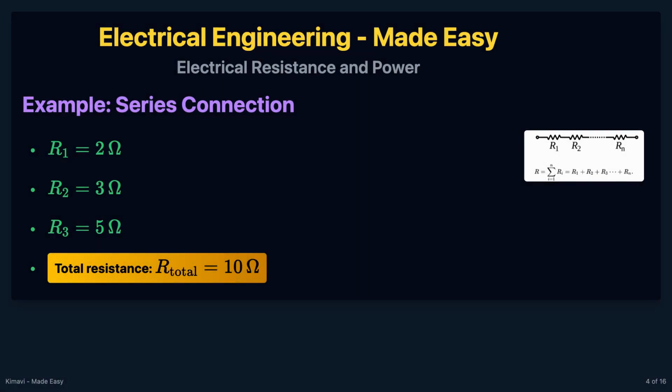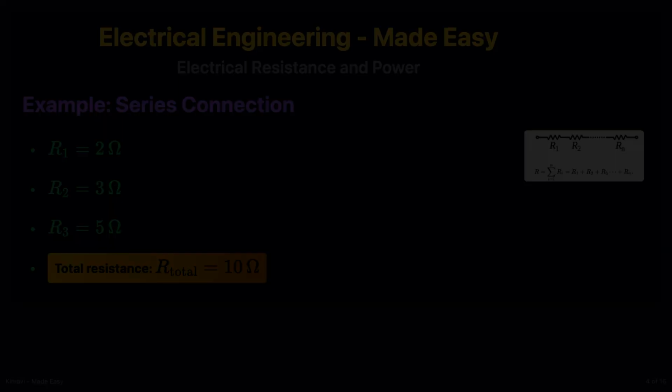Consider three resistors with values R1 equals 2 ohms, R2 equals 3 ohms, and R3 equals 5 ohms connected in series. The total resistance is R total equals 2 ohms plus 3 ohms plus 5 ohms, which equals 10 ohms.